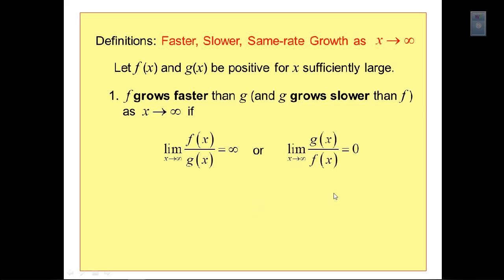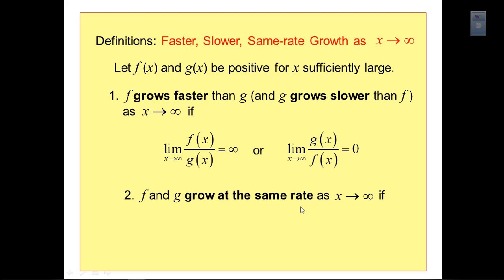If we flip that over, and the limit of g of x over f of x as x goes to infinity goes to 0, that means that g of x grows slower than f of x, or f of x grows faster than g of x. So this is actually pretty straightforward, depending on which one grows faster, whether you're going to infinity or 0. If you go to 0, the one on the bottom is growing faster, and if you go to infinity, the one on top is growing faster.